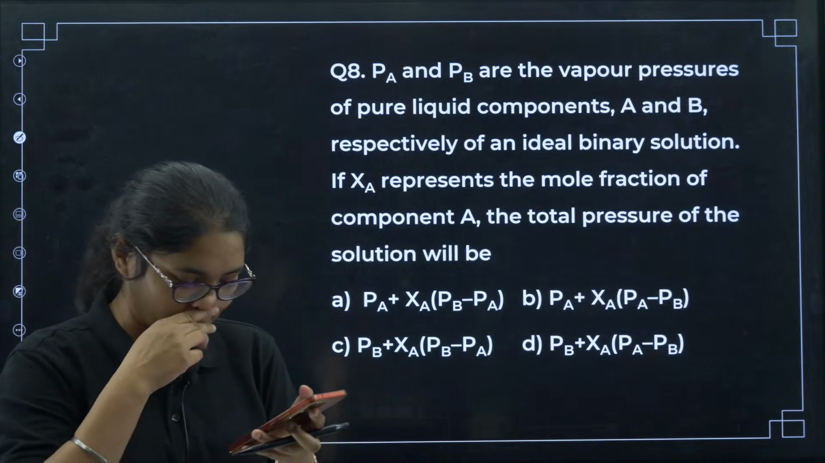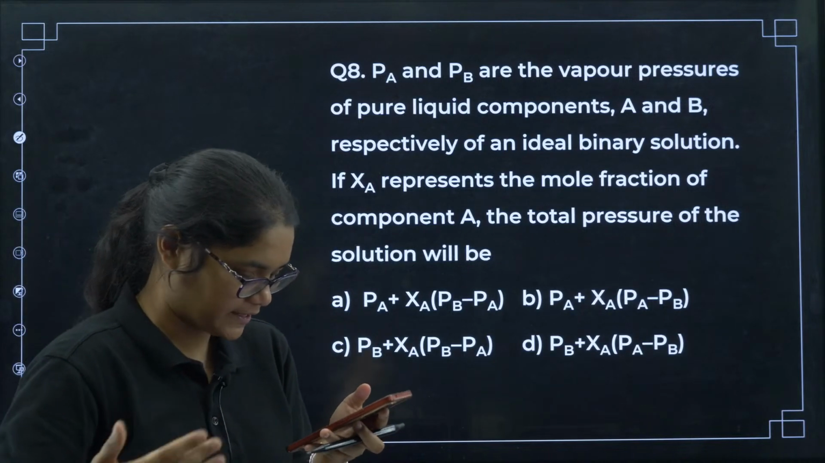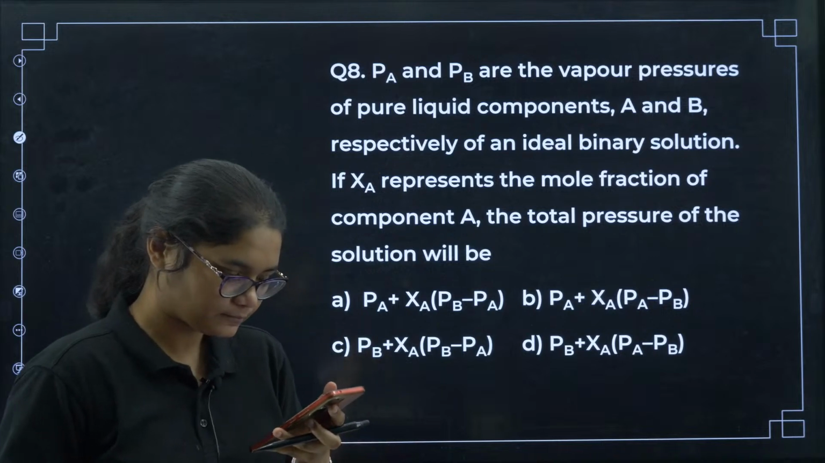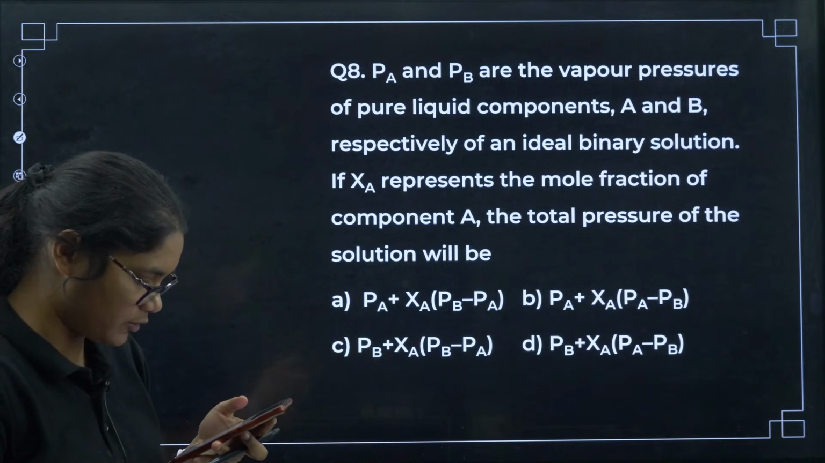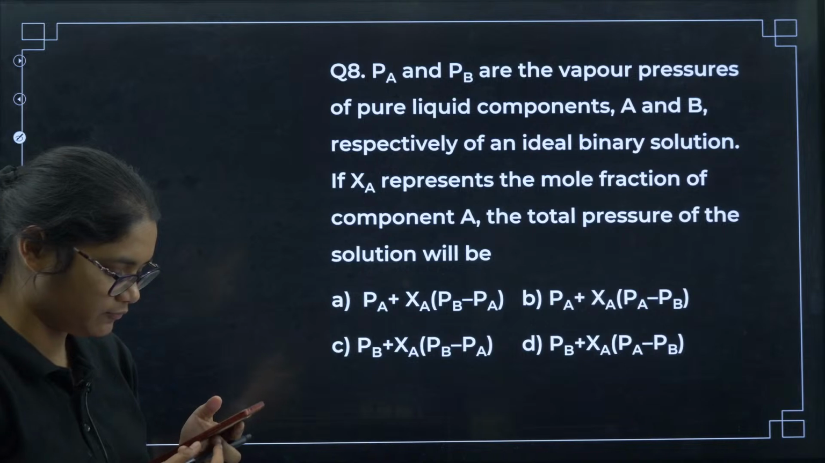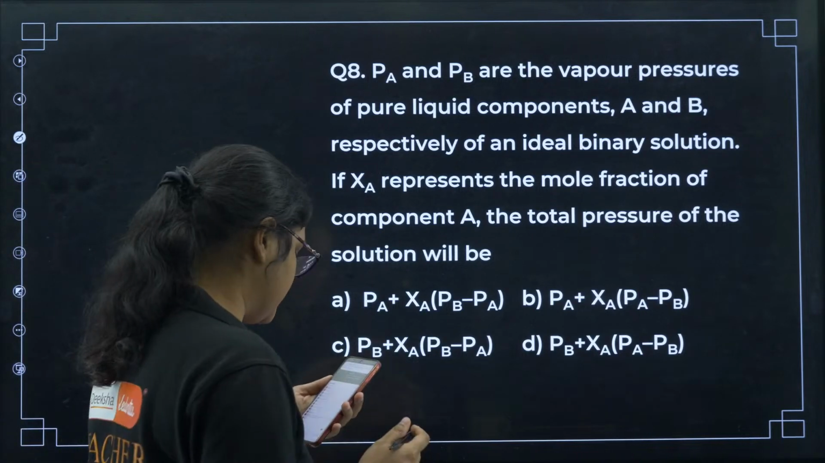Okay, no problem, Adi. Please understand the question and then start answering. Question number 8 is already there. Please start your calculation. All of you know the expression. So it is like this.